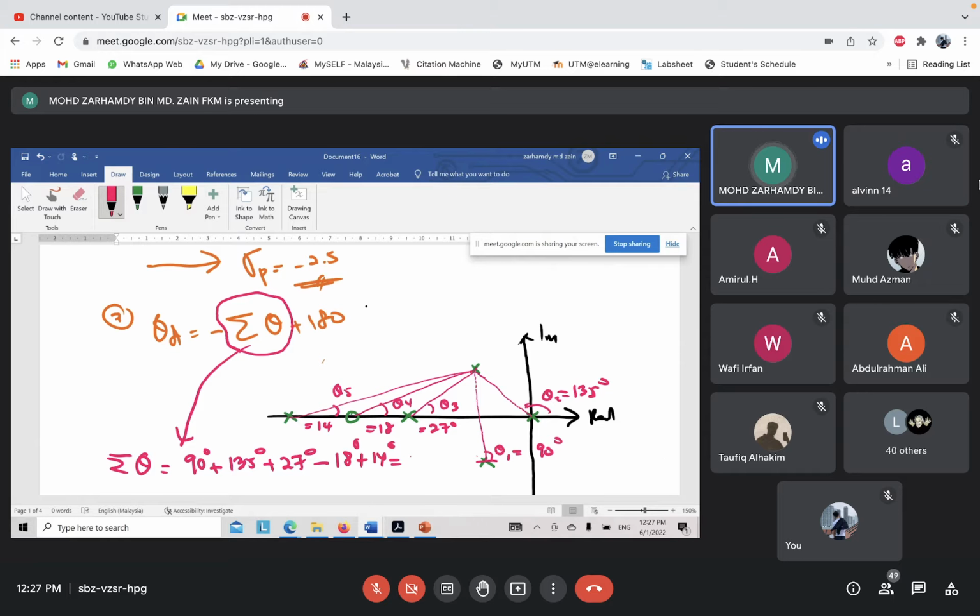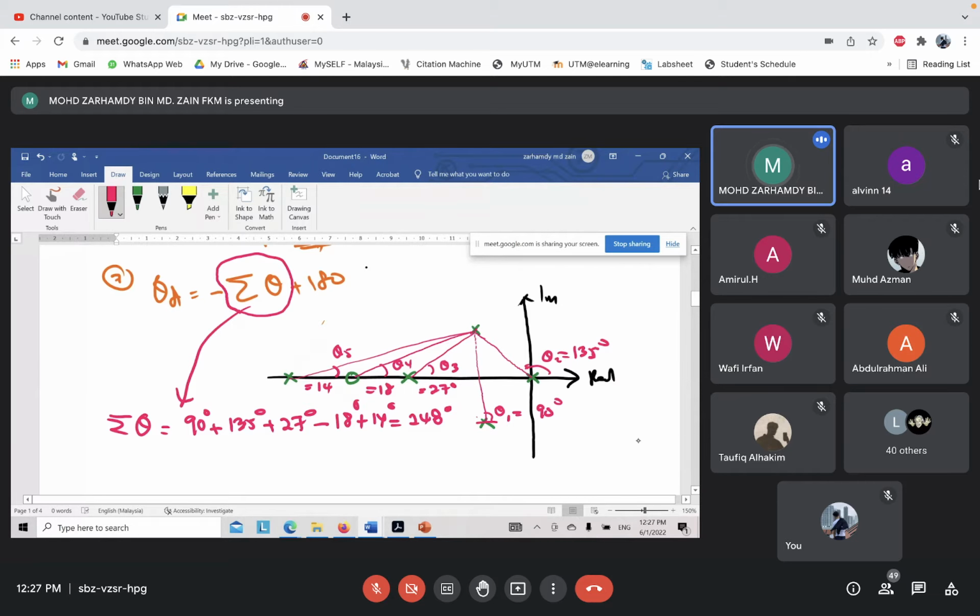So this summation of angles is negative 248 degrees. From here our angle of departure is equal to negative 248 plus 180, which equals negative 68.